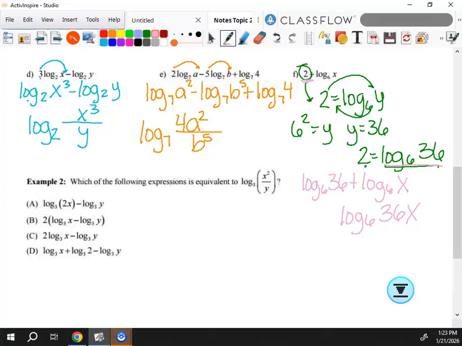What questions do you have? Anything? So what I did in green there, I had to rewrite the 2 as a log expression, then put it back in here and put it together. Okay. Any questions at all? All right. Now let's look at example 2.